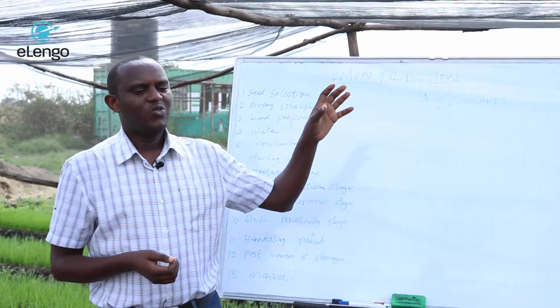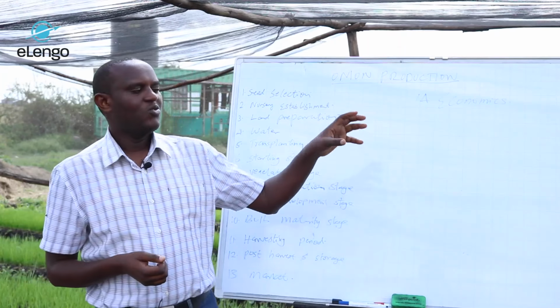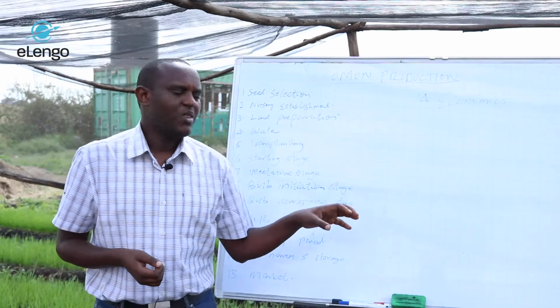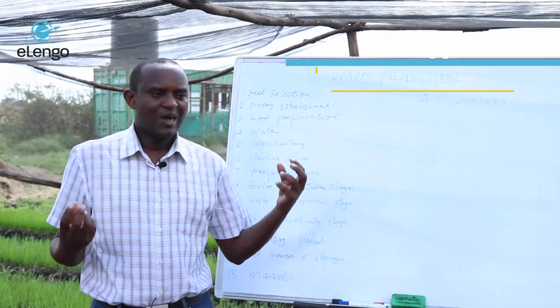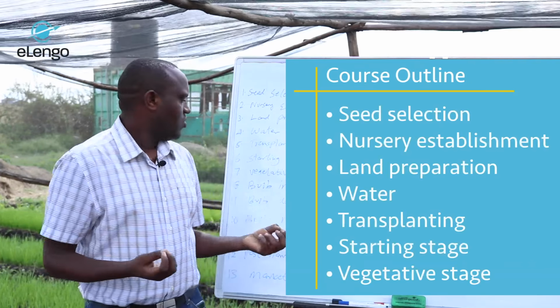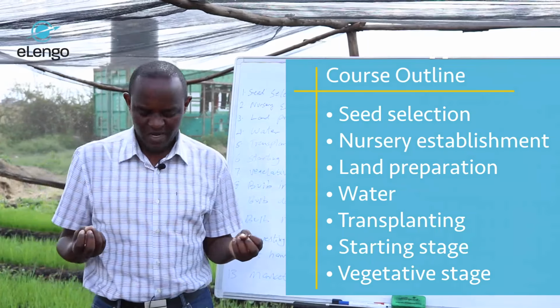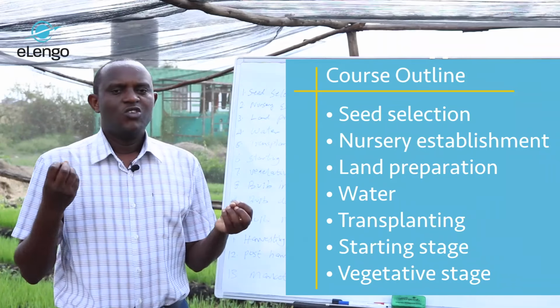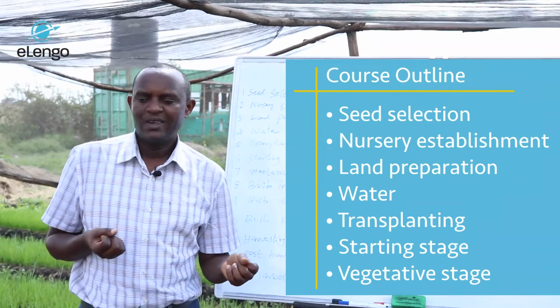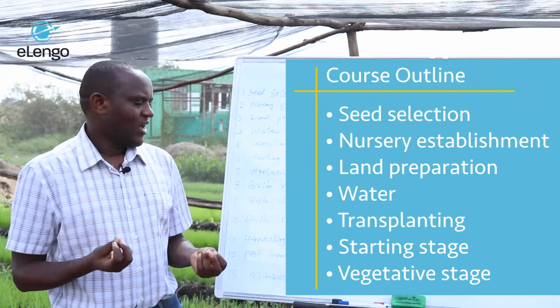Then once you do the transplanting in the field, the onions enter what we call the starting stage or the establishment stage. So we are going to look at the management aspects or the inputs, what you are supposed to do so that this onion plant can establish better and grow.